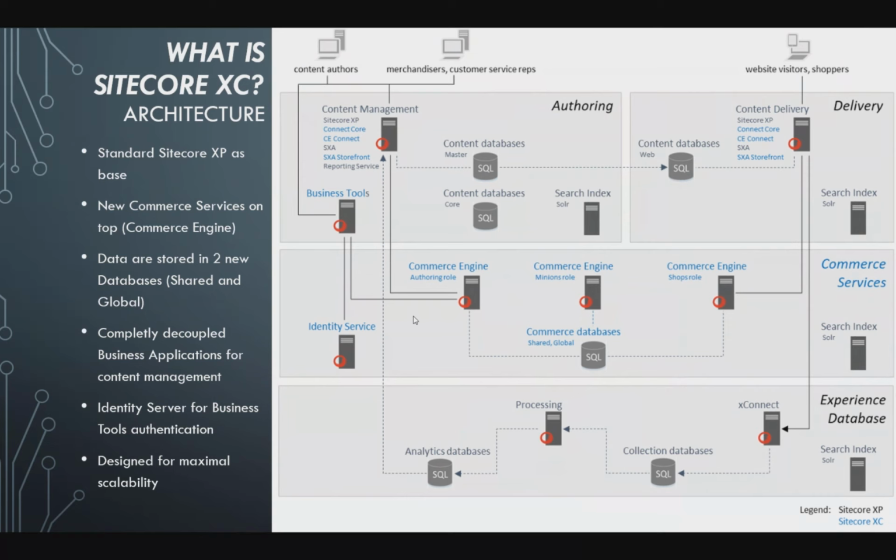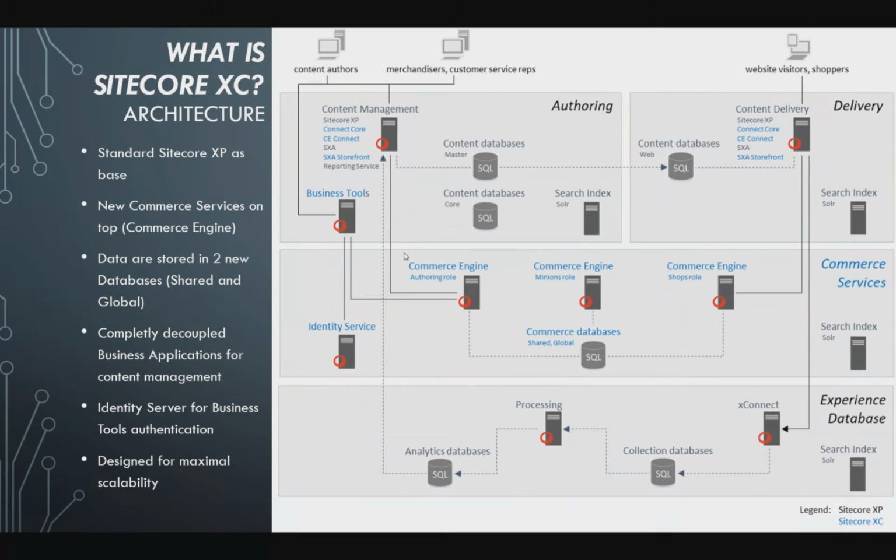Below that, we have new databases like shared and global. These are databases which hold all our commerce data, like all commerce entities, orders, carts, customers, and so on and so on. And in addition, to handle all these new kinds of items or entities, Sitecore introduced, you can see it on the left hand side, the business tools, also a standalone .NET Core application, with which you can maintain all our new commerce stuff.